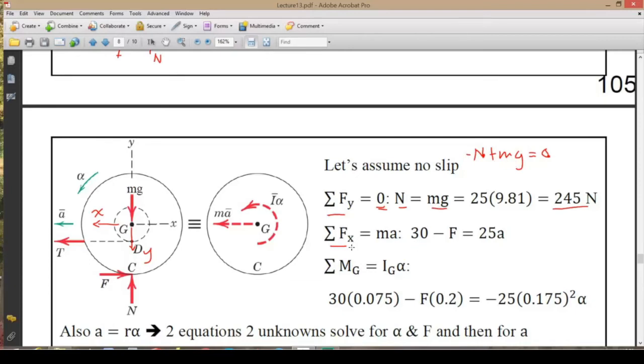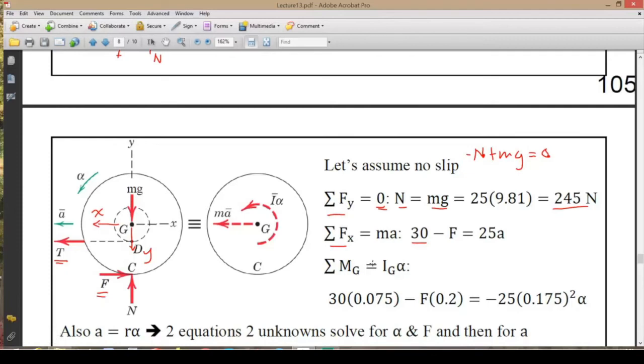In the next equation, on the horizontal direction, the x direction, the forces acting on the system are this T force, which is 30 newtons, and then the friction force, which we don't know, some F. So we write it out as 30. This is the T force pulling it, and then F is in the negative direction, it has to be in the negative direction because it makes the wheel rotate.